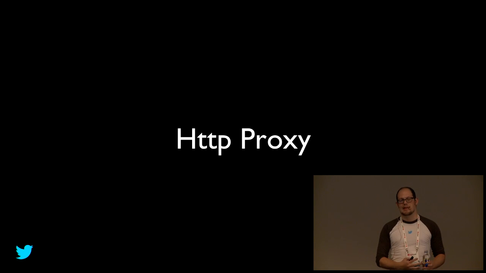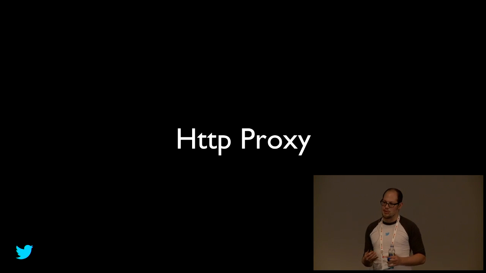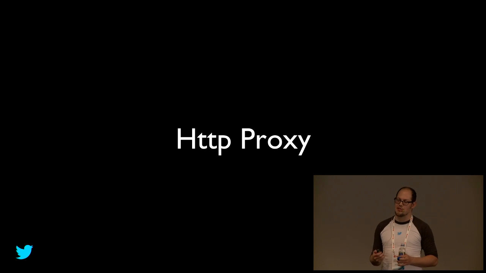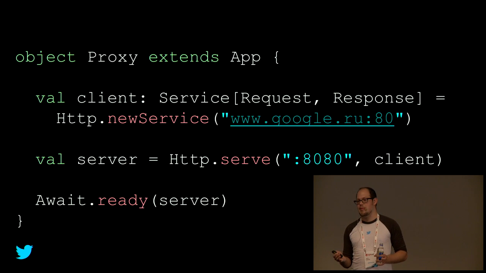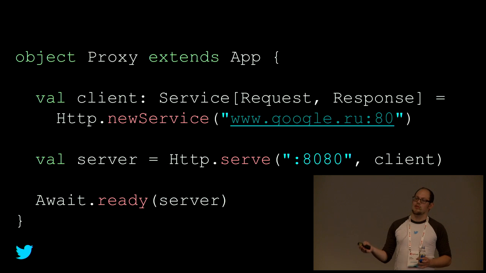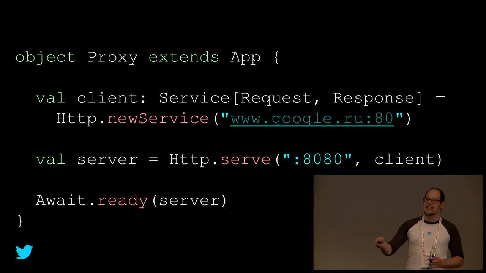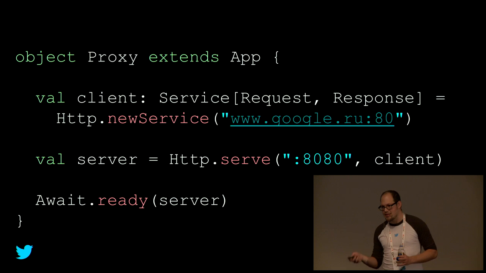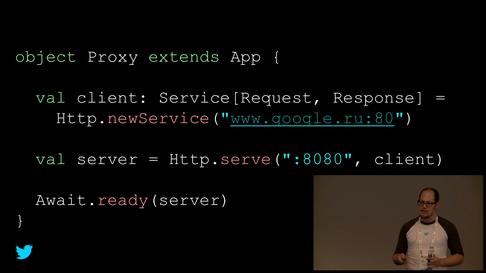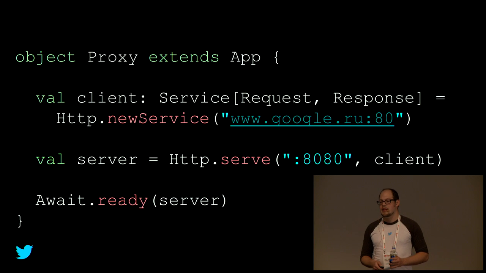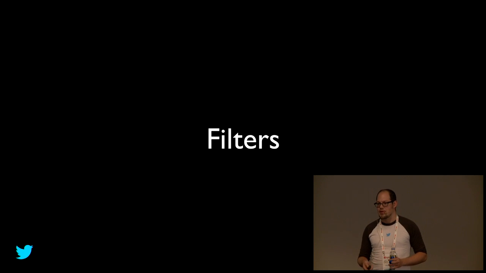So if we combine the client that we created before with the server that we created just now, we can actually have a pretty concise HTTP proxy. I love this example because it shows you how easy it is to make things in Finagle. Right here, this is an entire HTTP proxy. We have a client that is the one we made before, which is google.ru on port 80, and then we make a server which serves this client out, and because the client is a service, we can just serve the HTTP client out as a server, and then just wait for the server to end. This is a full proxy combining the client and server. So here we have the client, server, and then we wait.